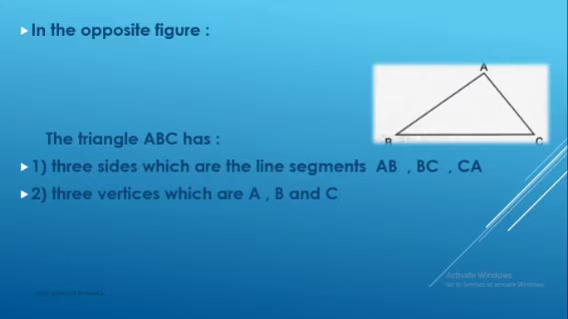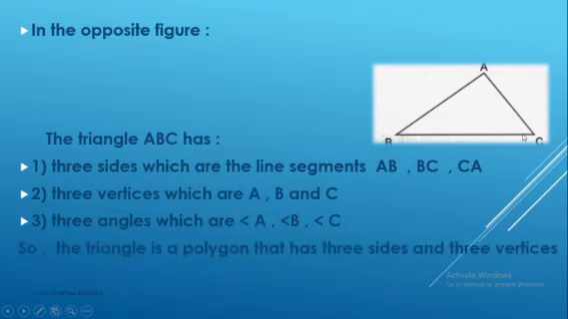A is called a vertex, B is called a vertex, and C is called a vertex. Number 3, 3 angles, which are angle A, angle B, and angle C.